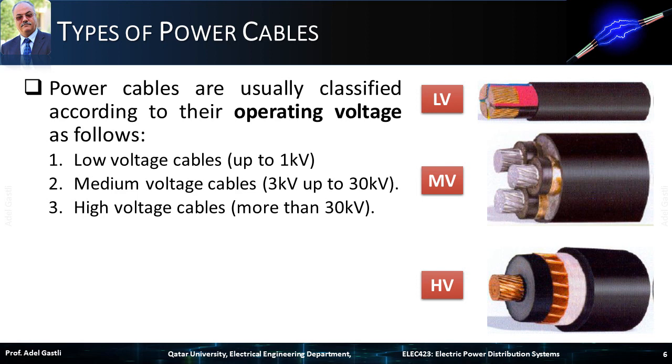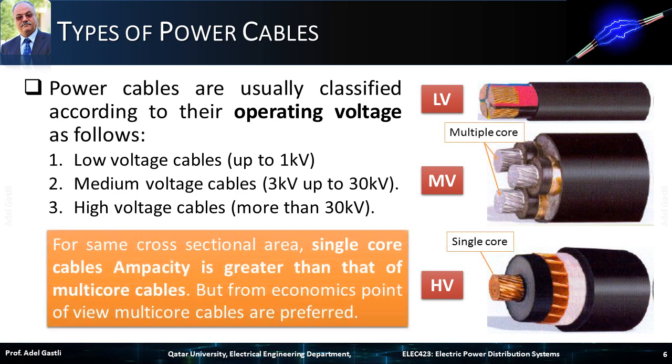related classes. For the same cross-sectional area, single-core cables' ampacity is greater than that of multi-core cables. This is due to the fact that currents in different conductors interfere with each other. And heat dissipation in a single core is more effective than in multi-core cables.